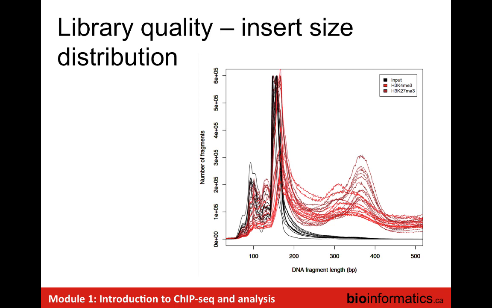So this is our input. Let's remember, this is the distribution of fragments that we put into the IP. This is the distribution of fragments that come out of the IP. Black is what we put in, red is what we got out. Why do we see this shift in size?